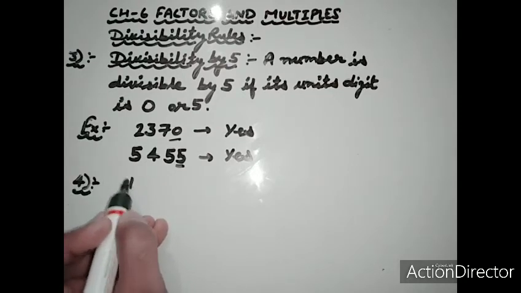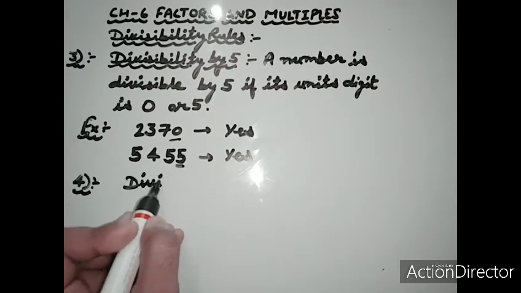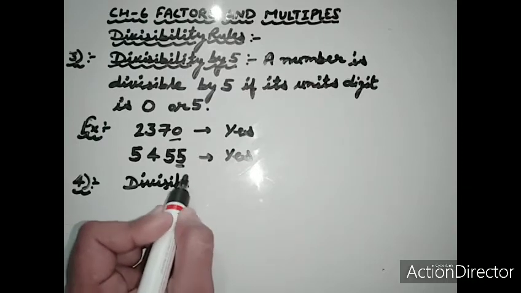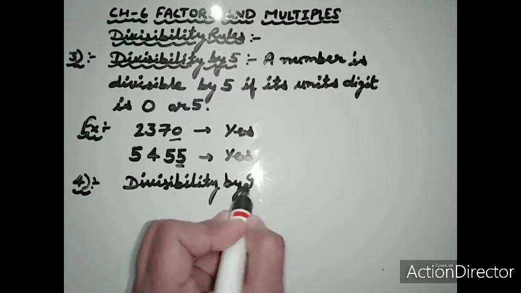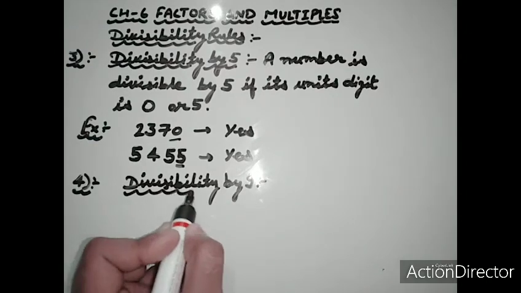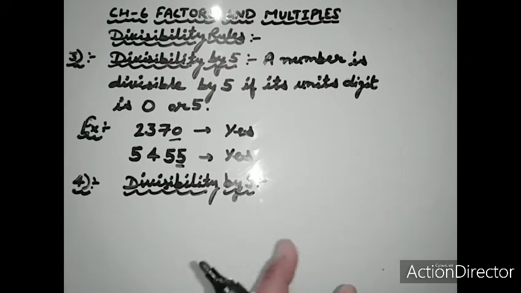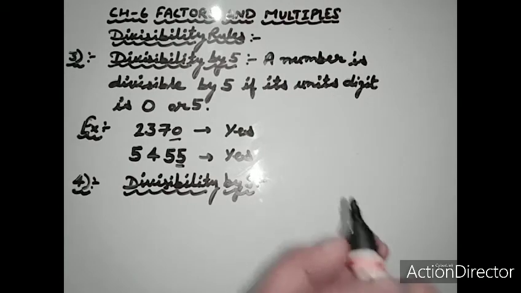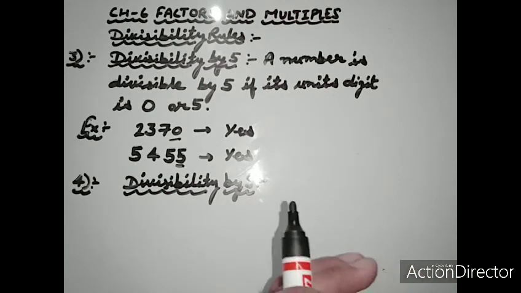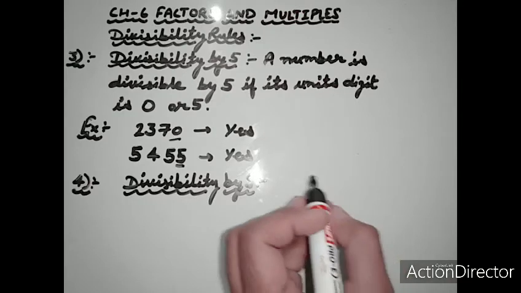Divisibility by 9. So here the divisibility rule of 9 is similar to the divisibility rule of 3. A number is divisible by 9 if the sum of its digits is divisible by 9, right?